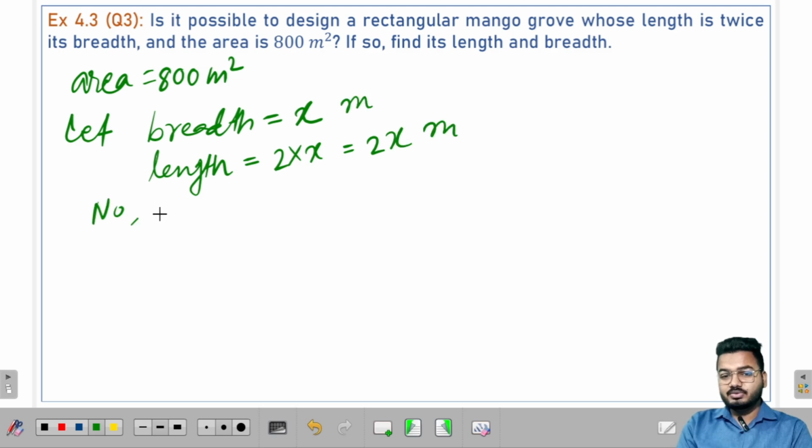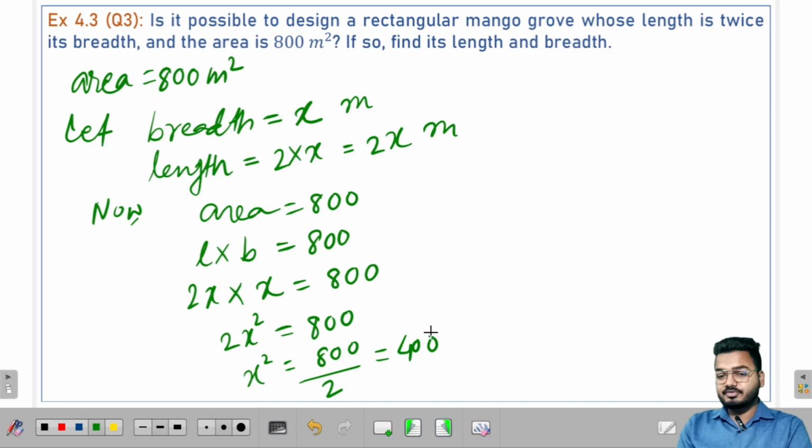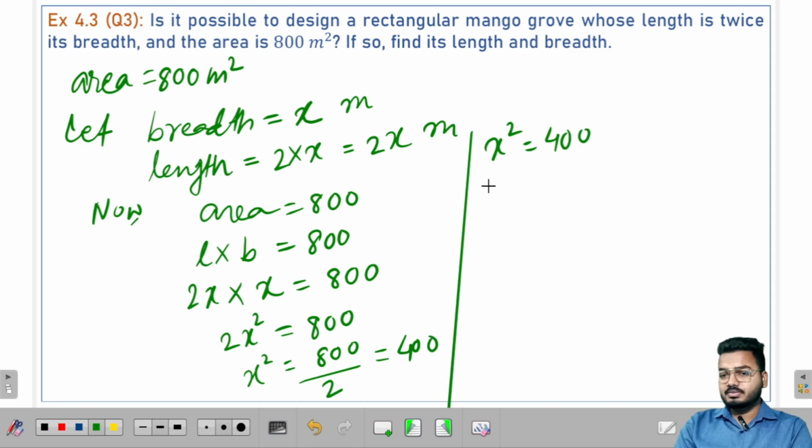Now we know that area is 800 meters square, which is given as length into breadth. So L into B is equal to 800. Length is given as 2x and breadth is given as x, is equal to 800. Now 2x square will be equal to 800 and x square will be equal to 800 divided by 2, that is 400. Now x square is equal to 400. If I do the square root both the sides, I'll get square root 400, or it is equal to 20.